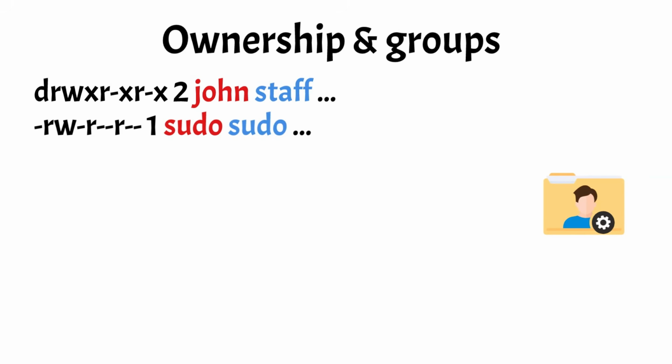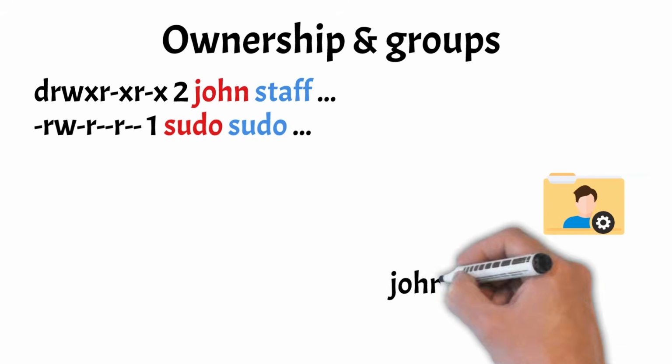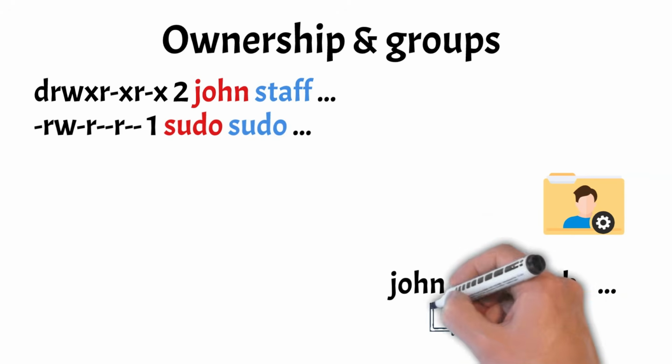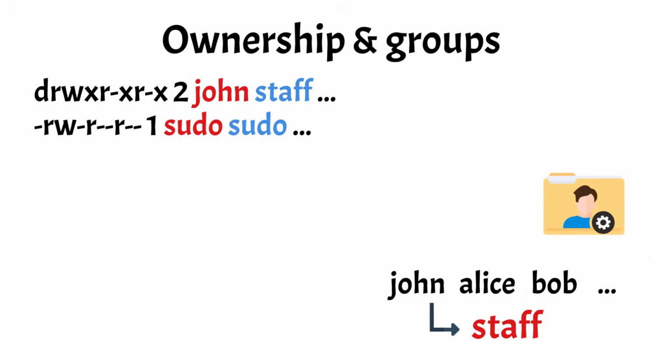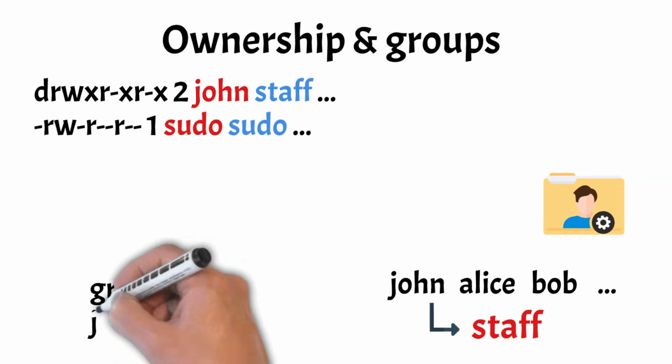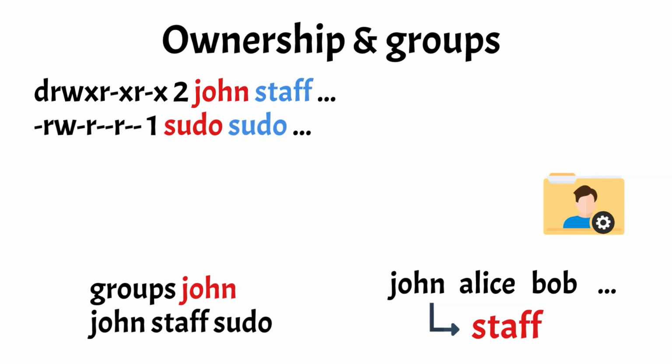The owner usually corresponds to the user who created the file, while the group allows permissions to be shared among multiple users. For example, several users such as John, Alice, and Bob might all belong to a group like staff, allowing them to collaborate on shared files or directories. You can check which groups a user belongs to using the groups command. Running groups John will display the groups for that particular user, while running groups without any arguments simply shows the groups of the current user. Here you can see that John belongs to the sudo group, which means that he has admin privileges.